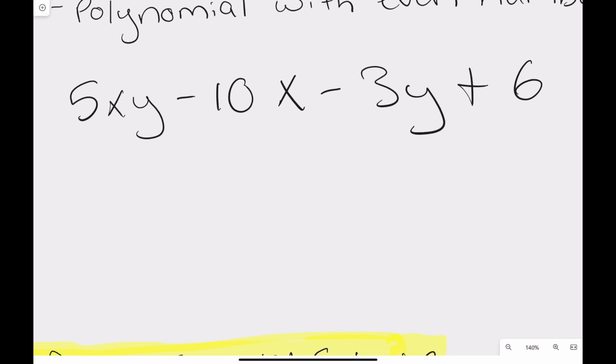So we're going to look at 5xy minus 10x. Now 5 and 10 are divisible by 5, and they both have an x, so we're going to pull that out as well.